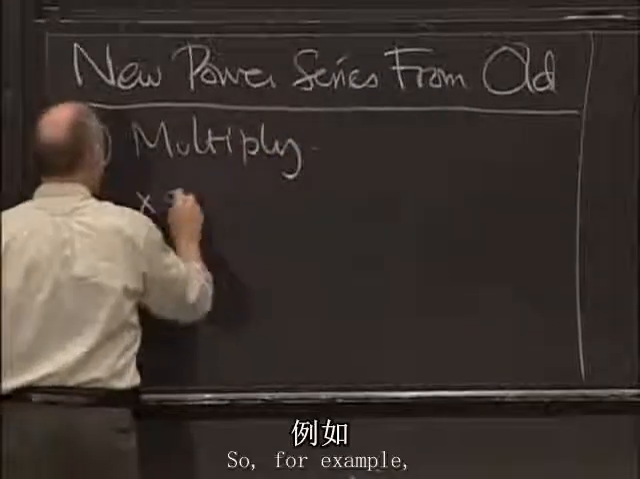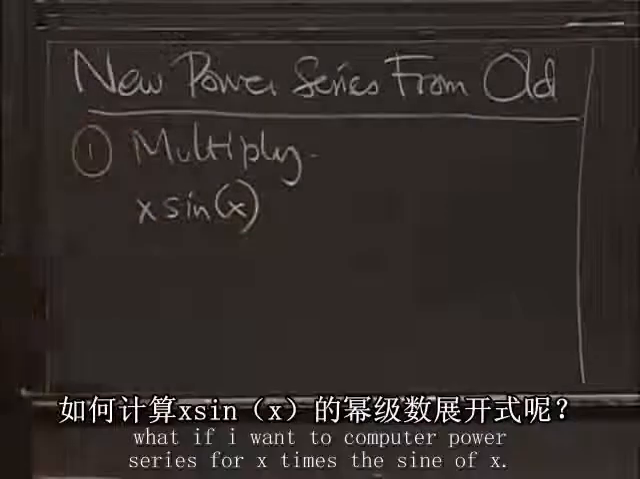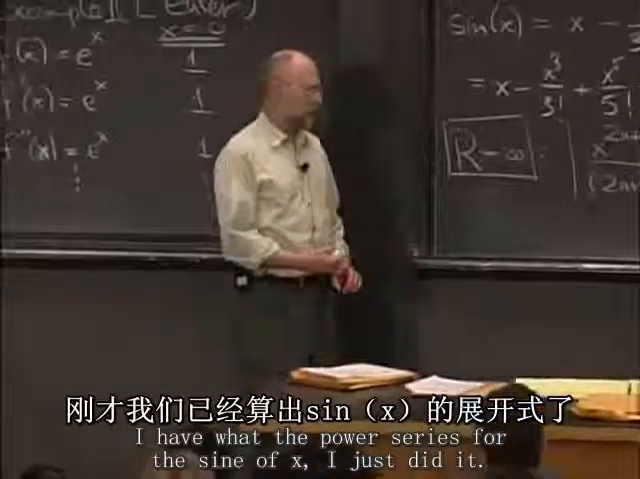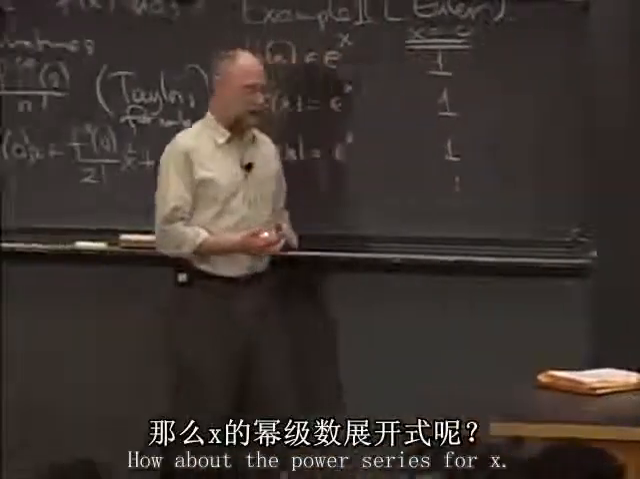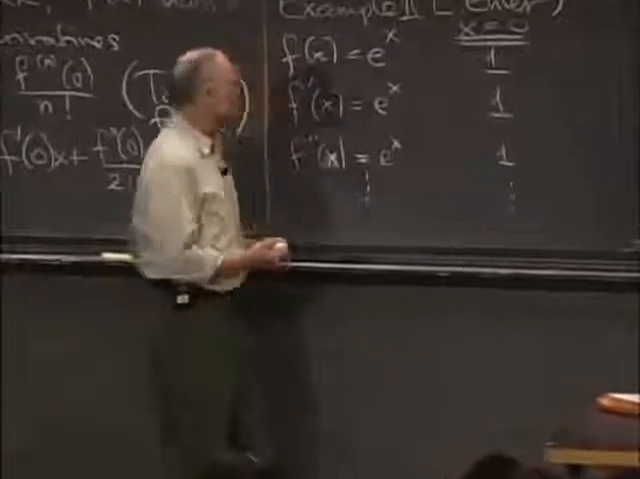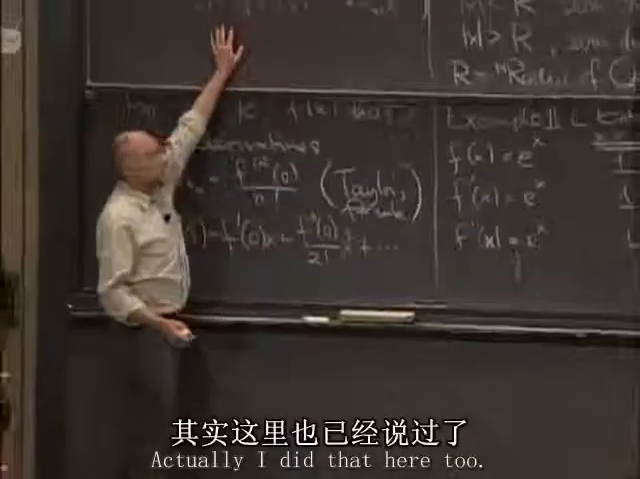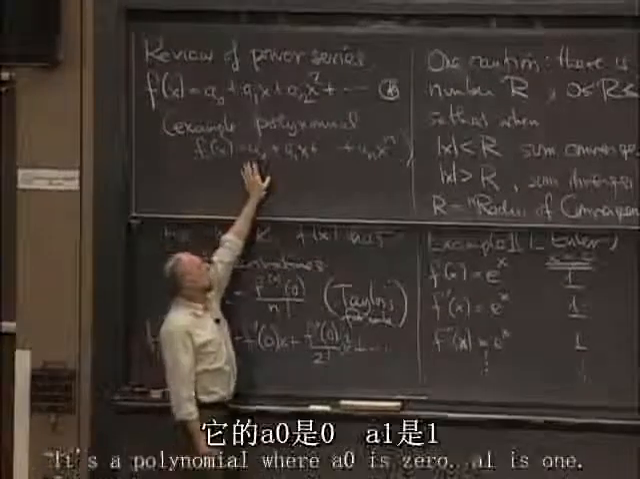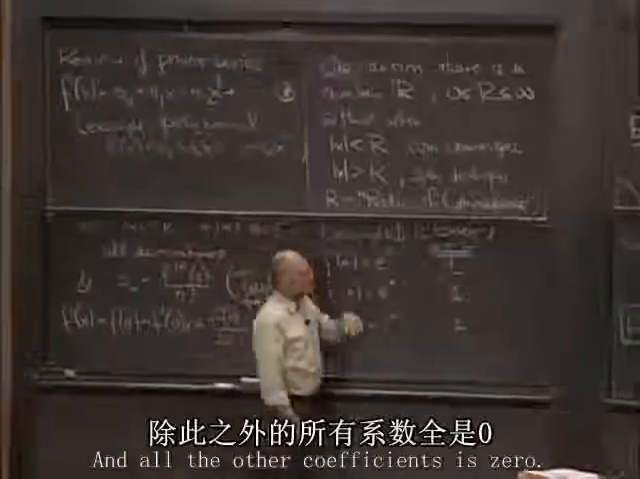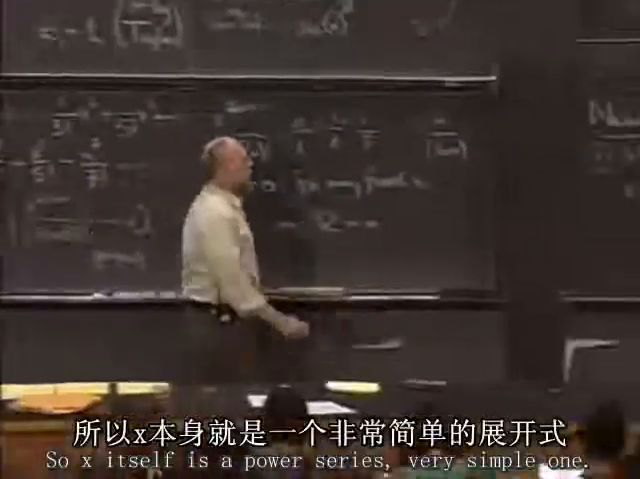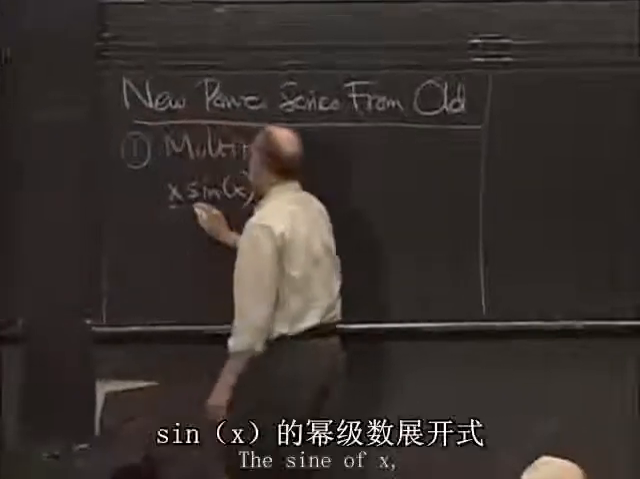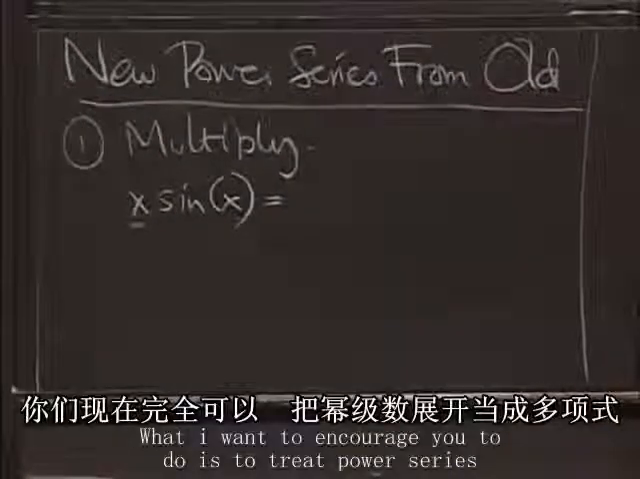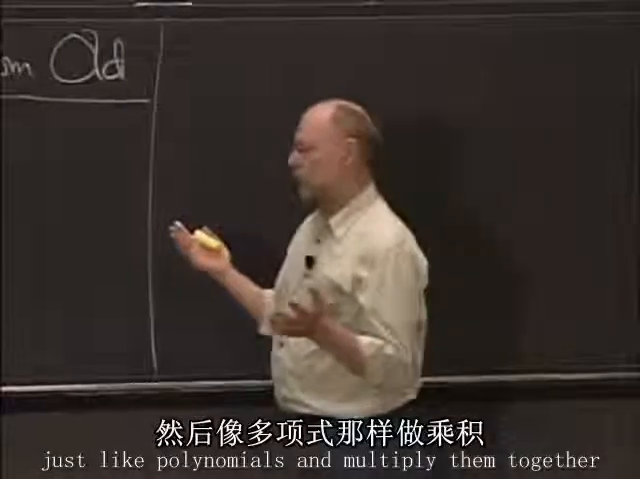So, for example, what if I want to compute a power series for x times the sine of x? Well, I have a power series for the sine of x. I just did it. How about a power series for x? Actually, I did that here too. The function x is a very simple polynomial. It's the polynomial where a0 is 0, a1 is 1, all the other coefficients are 0. So x itself is a power series, a very simple one, and the sine of x is a power series. And what I want to encourage you to do is treat power series just like polynomials and multiply them together.